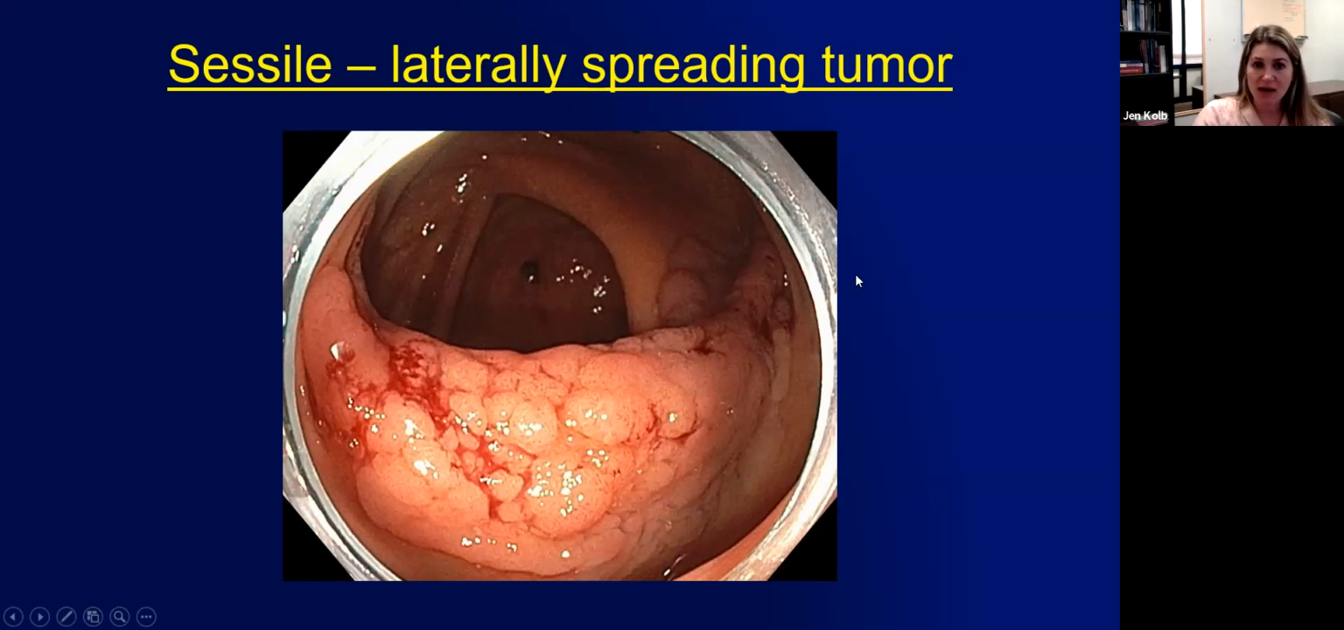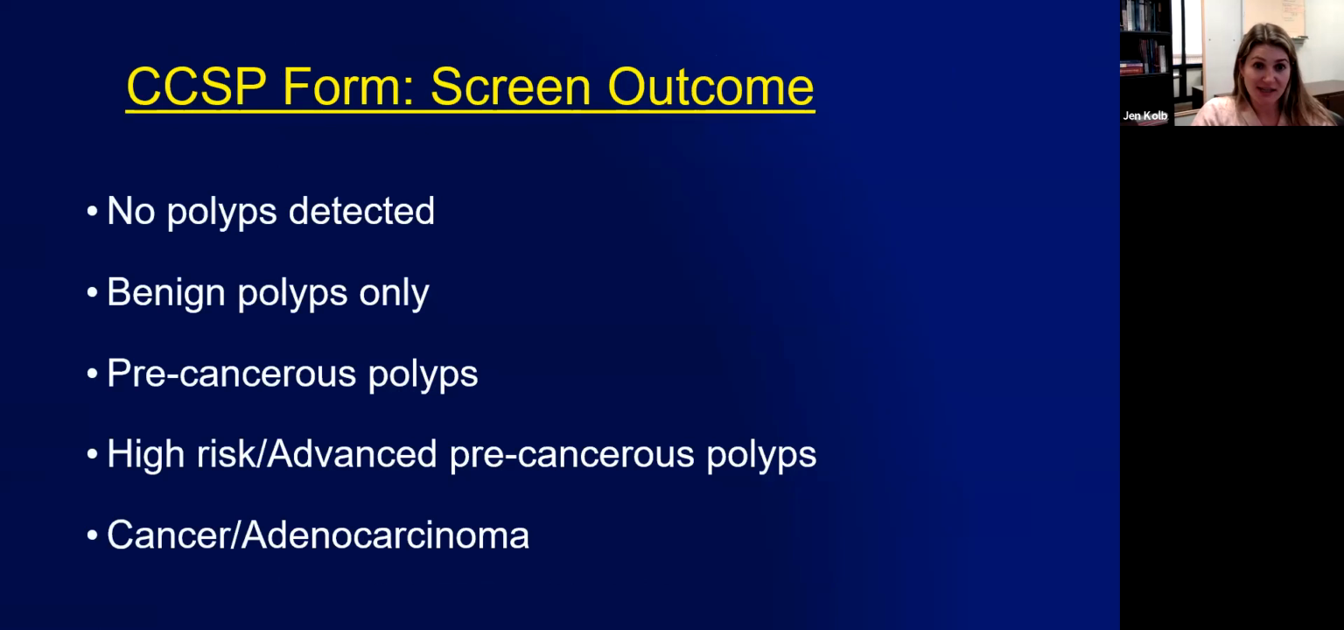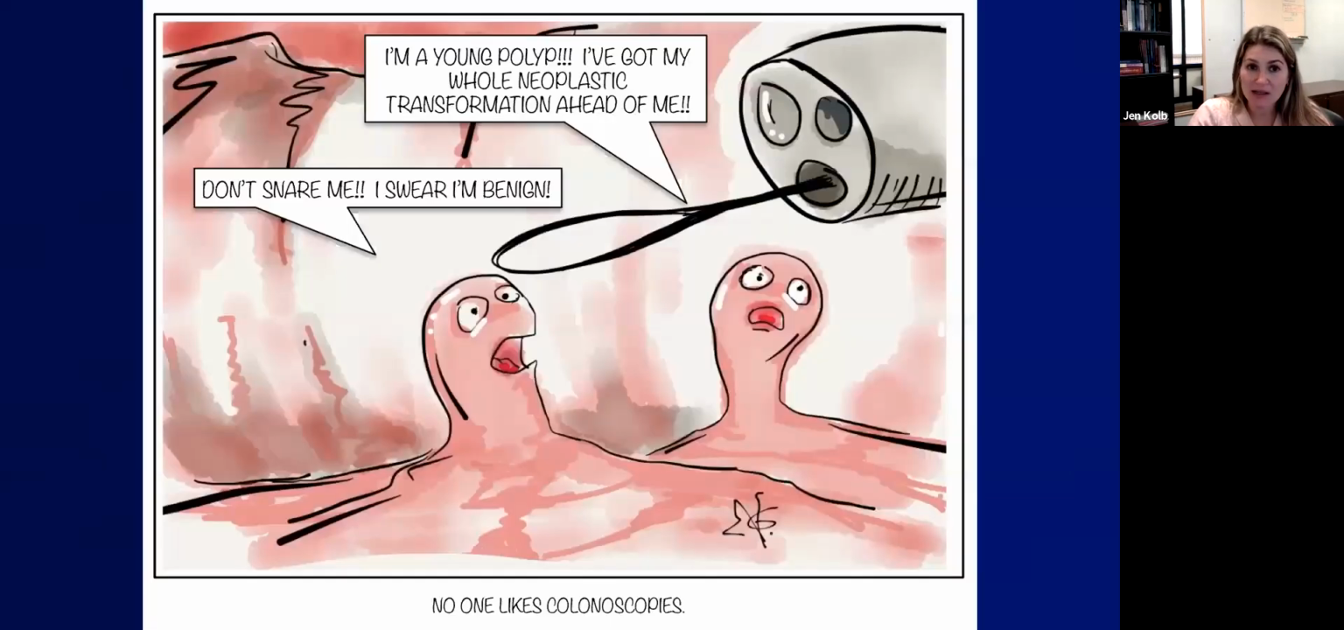What are the things that are really important to report? If things haven't changed, and Elsa can correct me, I'm pretty sure that the most important thing in the CCSP form is what the outcome was, especially if these are screening. Did we find no polyps? Did we find only benign polyps, precancerous polyps, high-risk polyps, cancer? The most important thing to keep in mind with polyps is that polyps are the precursor to cancer by and large. So these polyps in the colon, I love this.